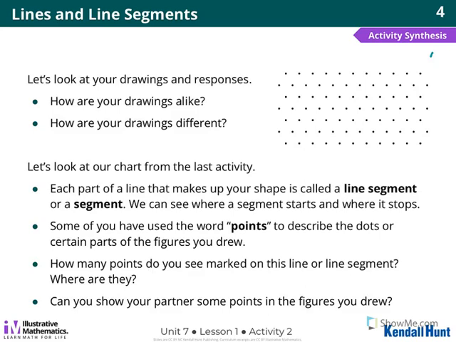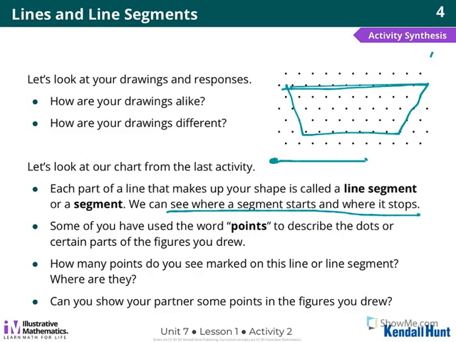So if I have a shape up here, and I'm going to draw a trapezoid, each part of a line that makes up your shape is called a line segment, okay? Or a segment. We can see where a segment starts and where it stops. Gage, stop talking while I am. Thank you. Okay, so a line segment begins with a point. It has a line, and then it has another point. A line segment has a clear start and end point.